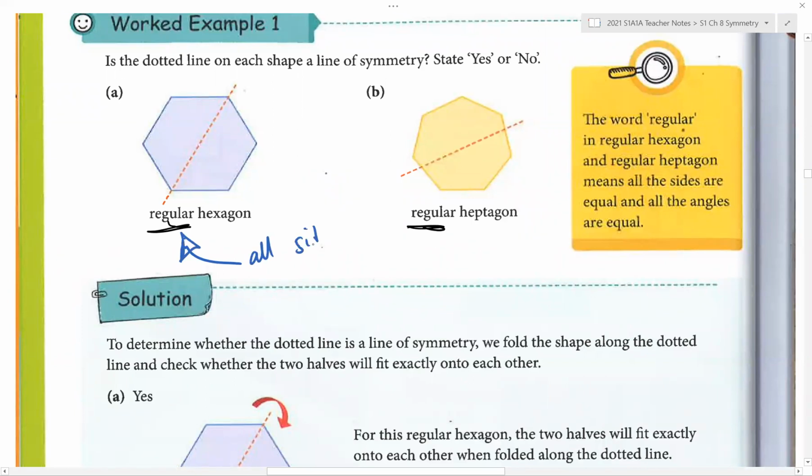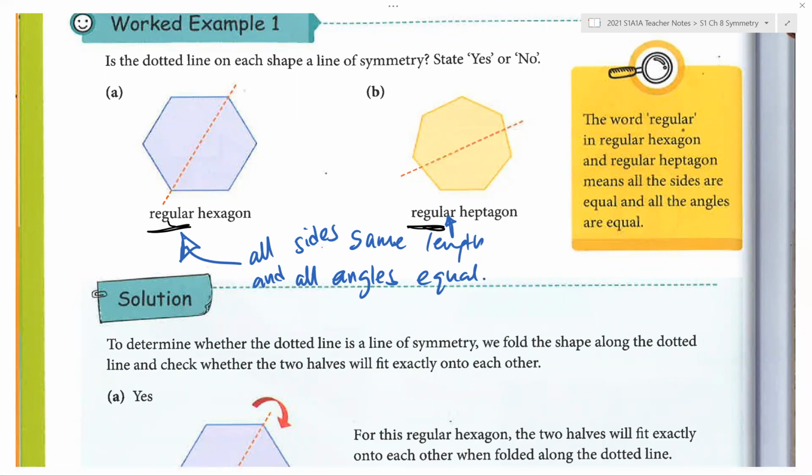All sides same length. Okay, the word regular, and all angles equal. So there are 2 parts to it. All the sides have the same length, and all the angles are equal. You see that the angles over here look like they are the same because they are the same. All the angles in this heptagon are the same.